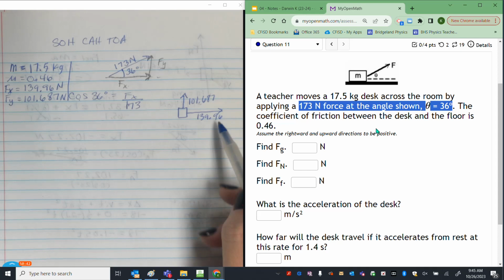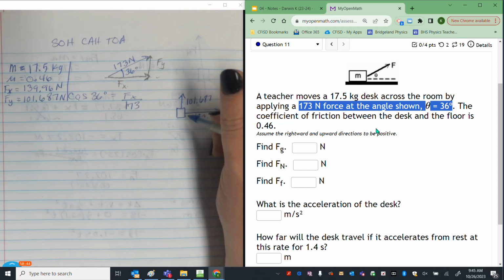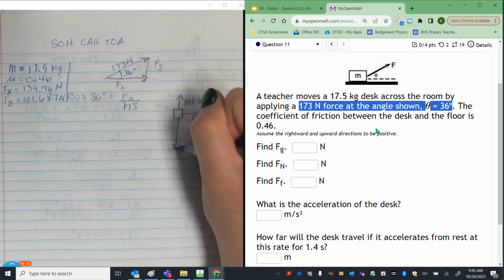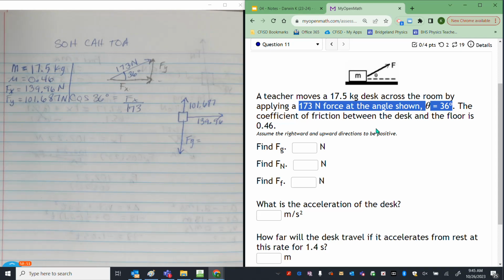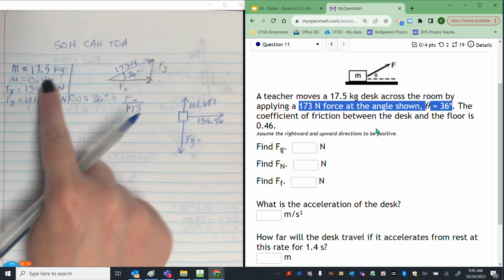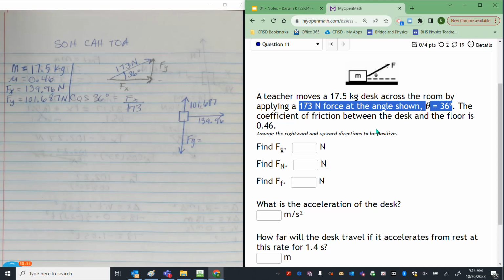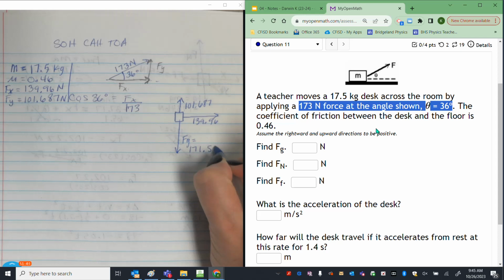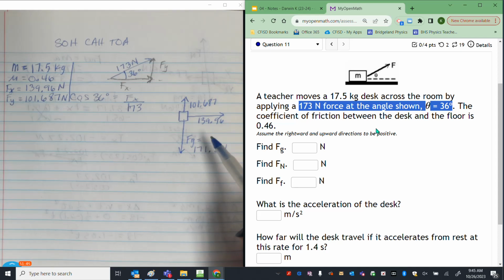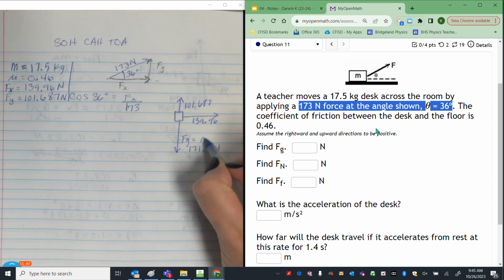I have Fg. Fg is going to be equal to m times g. The mass was given to me, 17.5. So let's go ahead and multiply 17.5 times 9.8. And that gives me my Fg is equal to 171.5 newtons. Again, Fg equals mg. That's how we got that. Mass times 9.8.